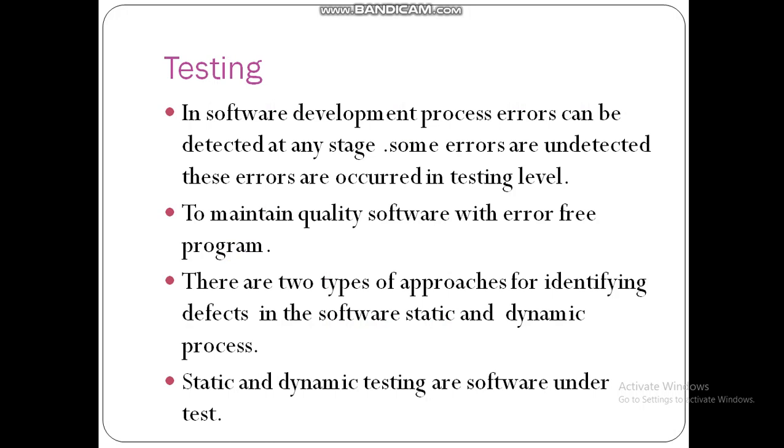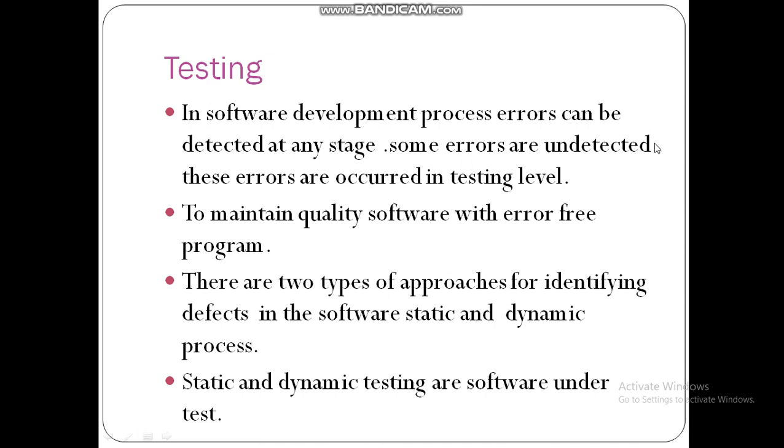In the software development process, errors can be detected at any stage. That means after completion of each and every phase of the software development life cycle, such as requirement analysis, design, implementation, we conduct a project review. In that review, we can verify and validate each phase, so in that verification and validation process, we can detect and rectify some of the errors.